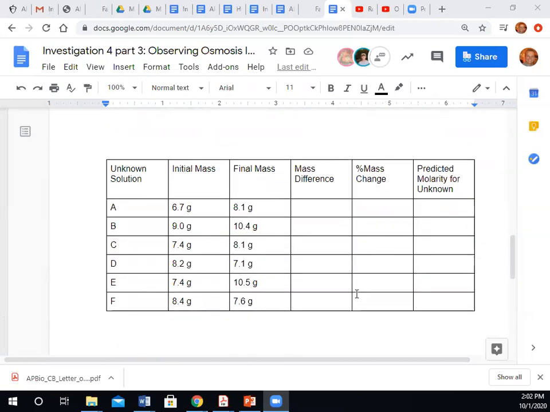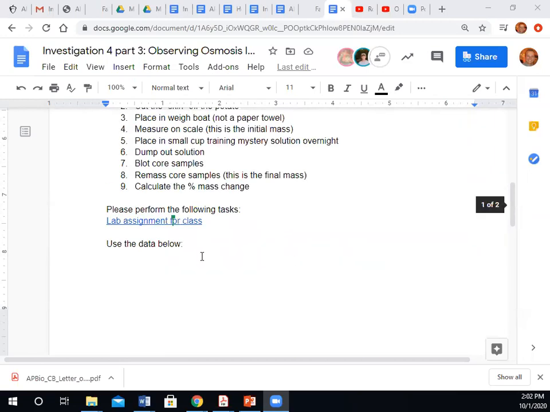Okay, so now it's the next day. You've gone, you've measured before, and you've measured after. I'll still ask you to calculate percent mass change using the same formula as before. And then I'm going to ask you to do some graphing. So here's the information that you can use.